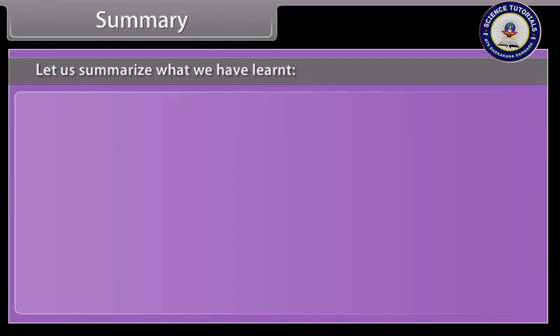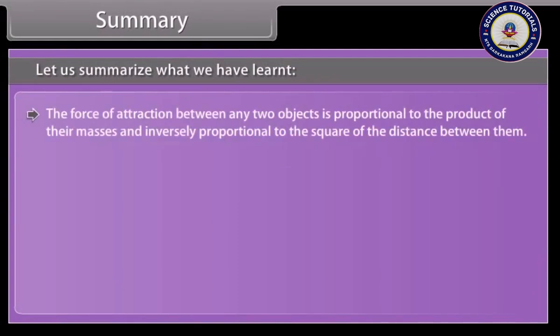Summary. Let us summarize what we have learned. The force of attraction between any two objects is proportional to the product of their masses and inversely proportional to the square of the distance between them.